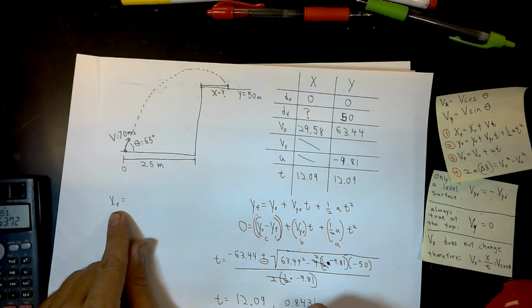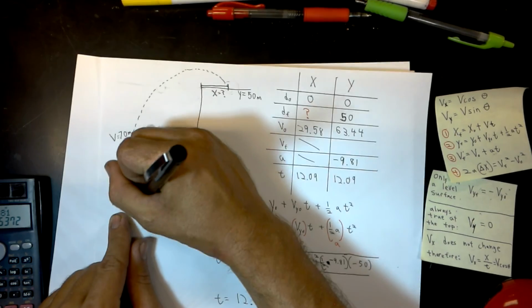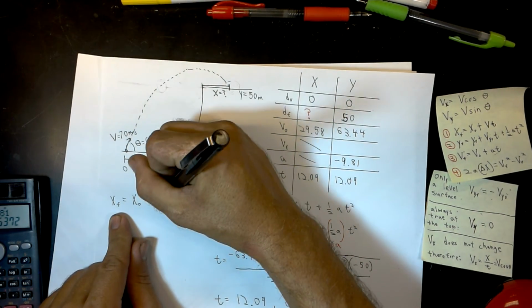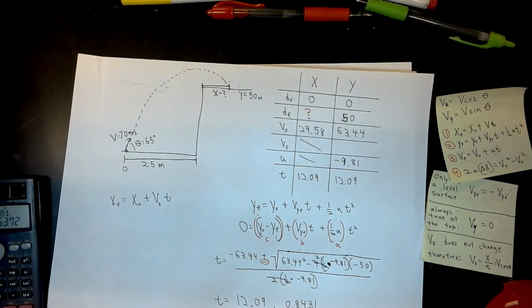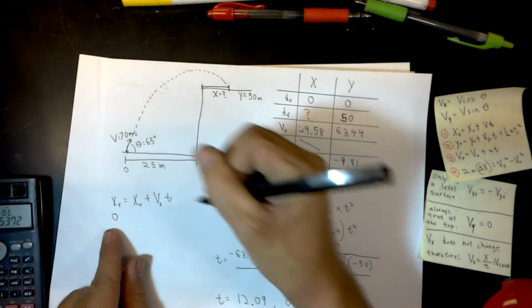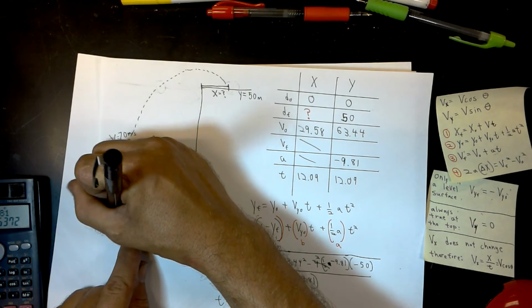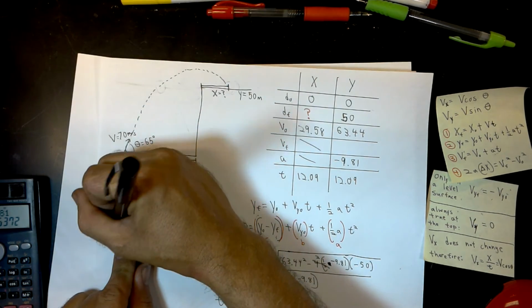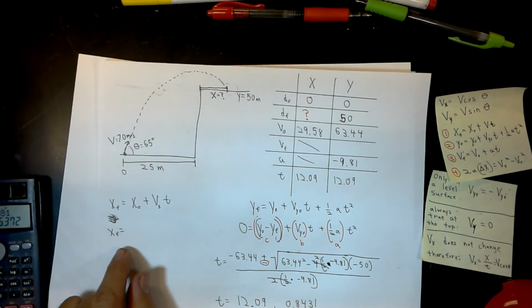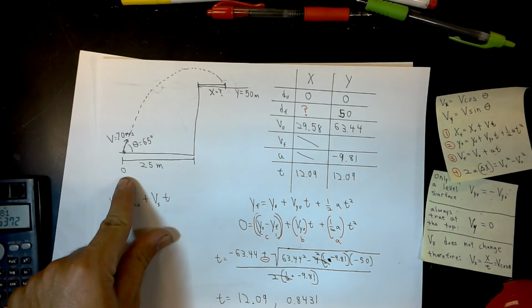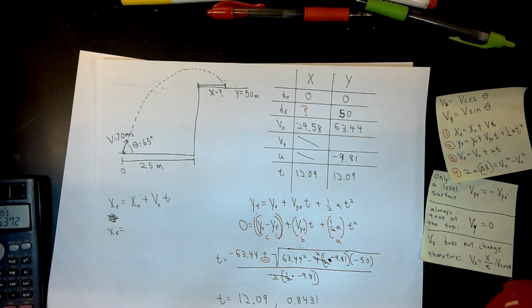X final is equal to x initial plus velocity in the x direction multiplied by time. All right. My initial was 0. Oh, no, my goodness. Why did I write that? I'm sorry. I'm solving for the final. Final is equal to initial. Is the initial 25 or is it 0? I heard somebody say 0.